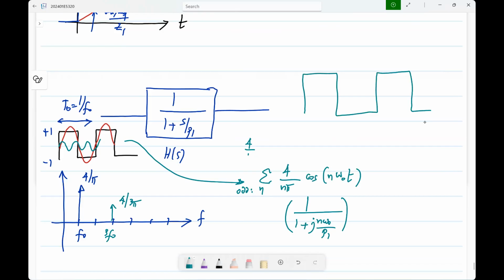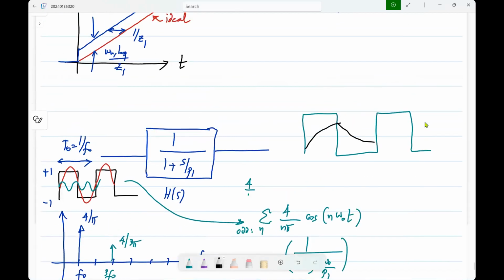What will you get? This is a first order system, right? So it's like an RC, charge and discharge. You can immediately write that it is going to be like that. Okay. So there are cases where time domain is even easier.